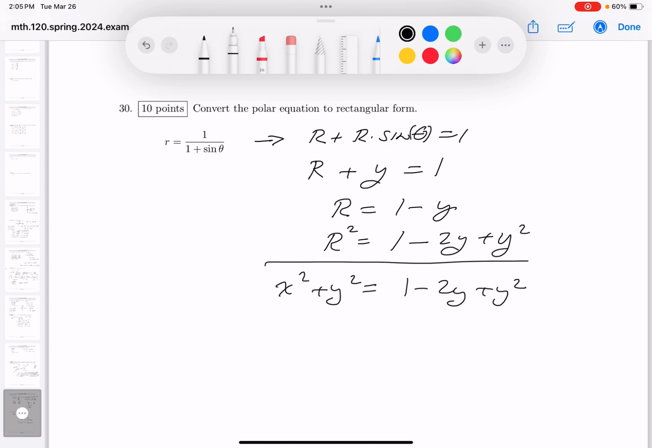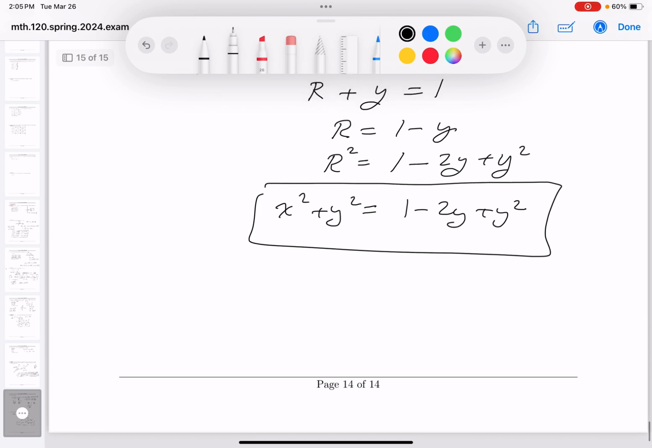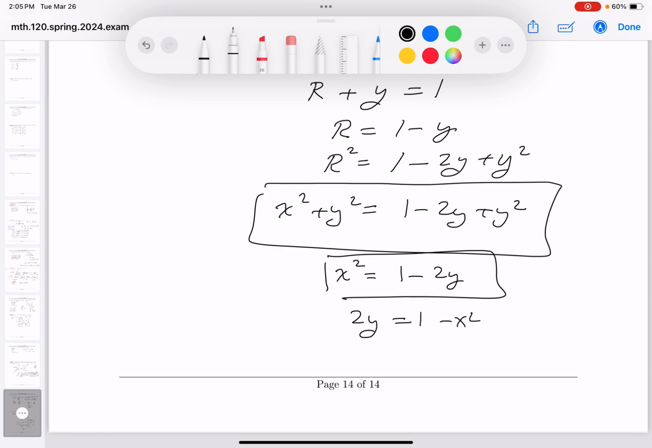Now, if that's your idea of writing the equation down, that's a good answer. You did convert it. But I want to put it in a better form. And the way I'm going to do that is just subtract y squared from both sides. And you get x squared equals 1 minus 2y, which is an acceptable answer. I'm also going to solve for y. And what do you get? 2y would be 1 minus x squared. And that means y equals 1 minus x squared, whoops, sorry about that, over 2.